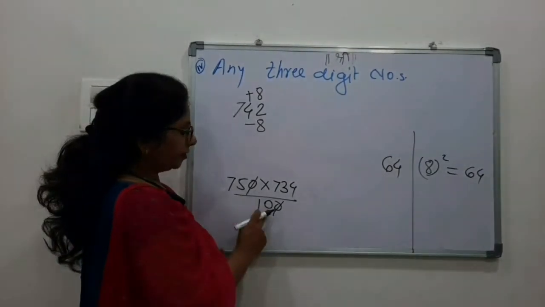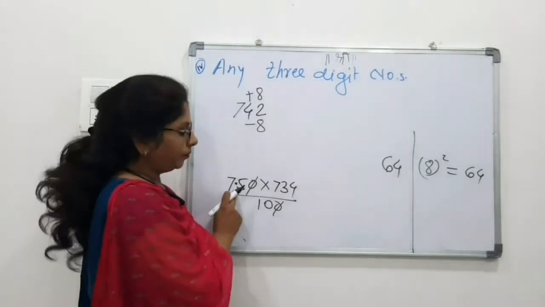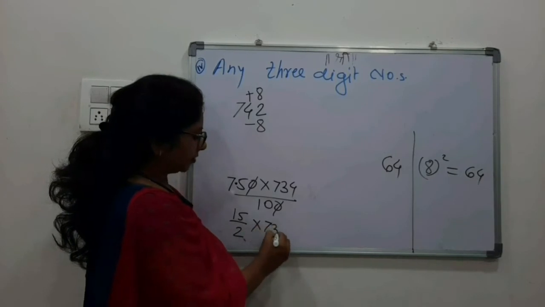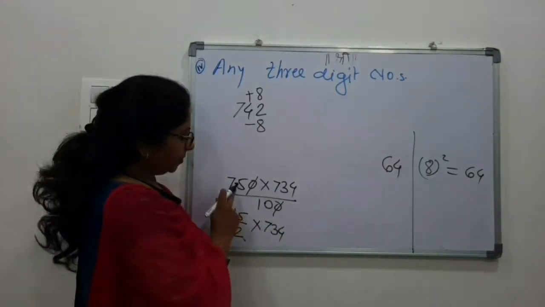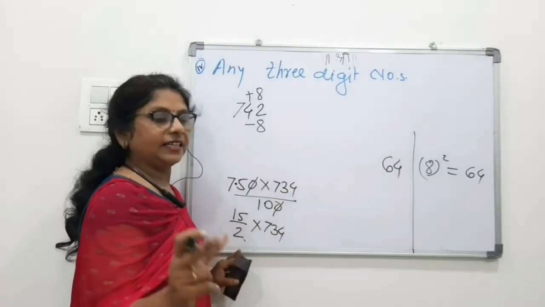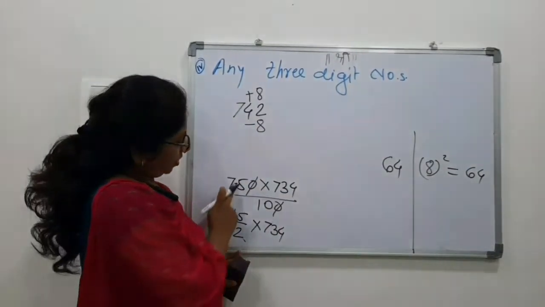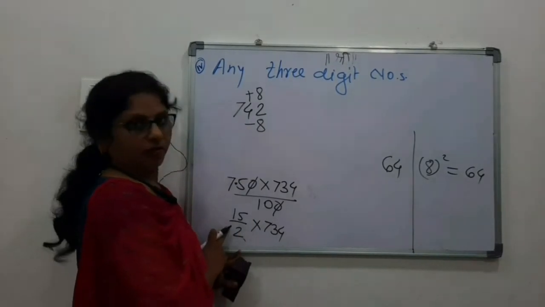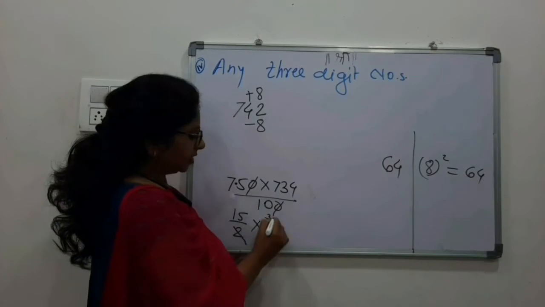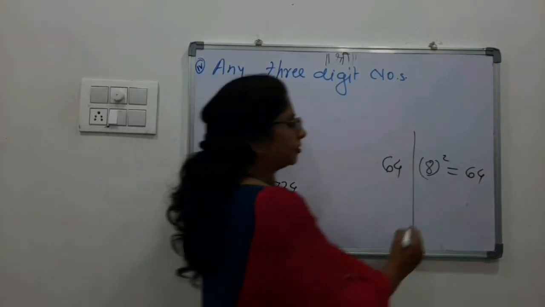Divide by 100. Cancel both the zeros. Okay, 75 divided by 10 is 7.5. Now instead of multiplying by 7.5, we will multiply 734 by 15 by 2. Because multiplying 734 by 7.5 is not that easy and fast, and here we are discussing quick methods. So instead of 7.5, we are using 15 by 2. Divide by 2. 2 3s are 6, 2 6s are 12, 2 7s are 14. Now multiply by this 15 to 367.